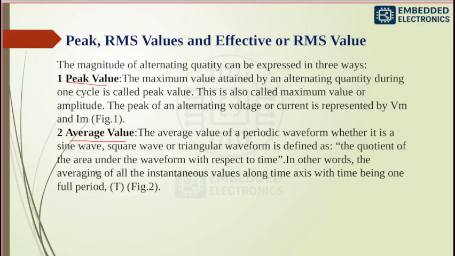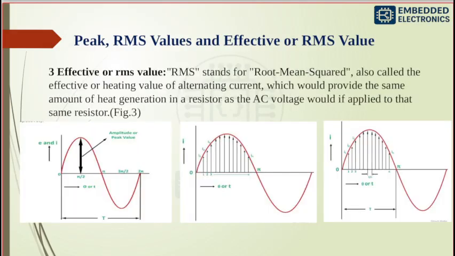It is the same as how you find an average: sum of all the values divided by the number of values. Like that here, averaging of all the instantaneous values along the time axis with the time being one full period. You can see the average value in this example, in this second diagram. It represents the average value.